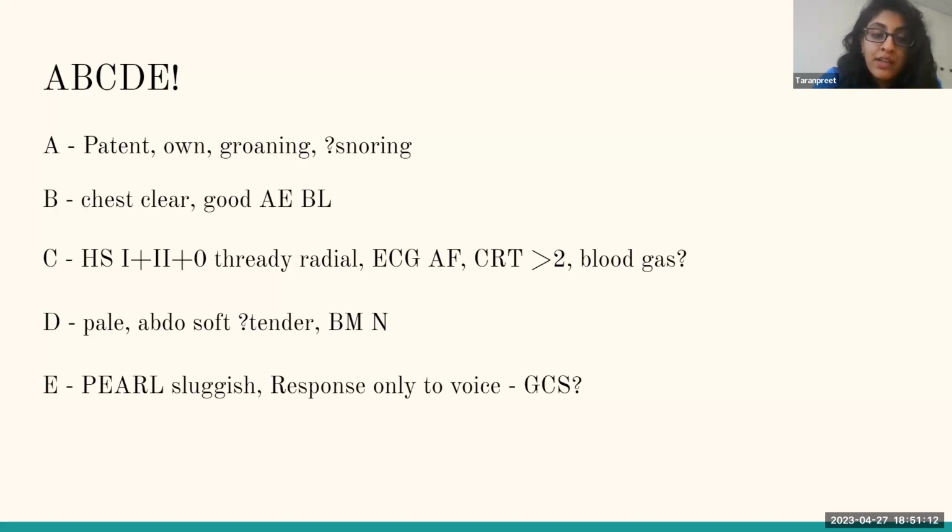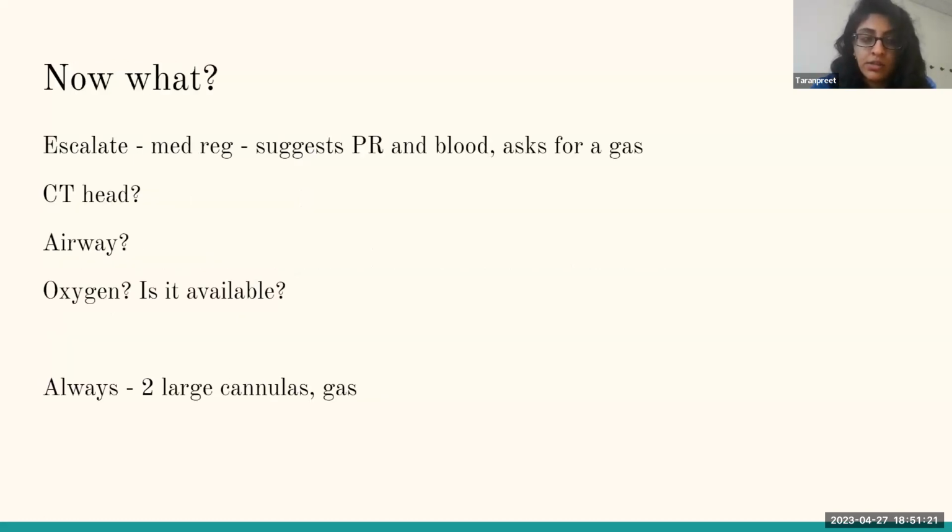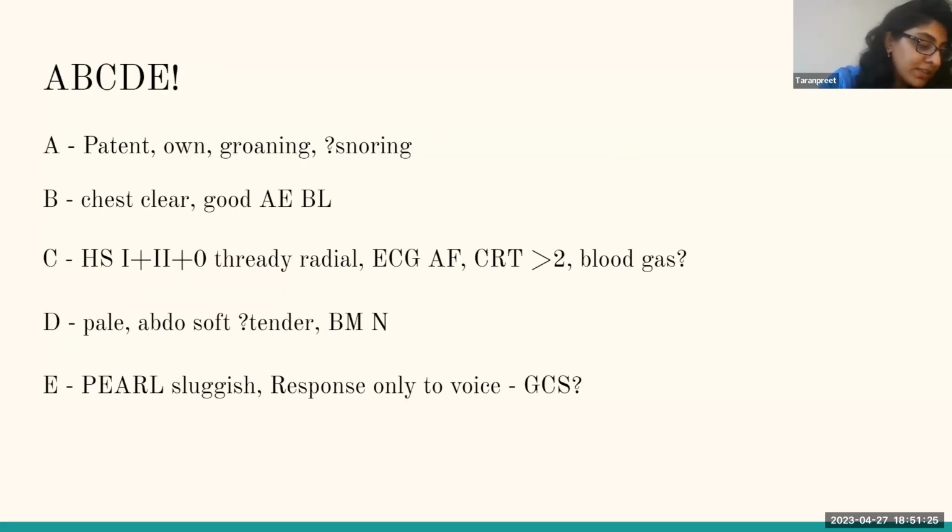So PEARL stands for pupils are equal and reactive to light. They're a little bit slow to respond. He's responsive only to voice. So as somebody mentioned earlier, we now think about calculating a GCS. There's meant to be a picture here that comes up with GCS, but there is not. So who knows how to calculate a GCS? Most junior doctors would not be expected to calculate a formal GCS at this stage. The AVPU would be enough for a handover. And because the patient is only really responsive to pain, it would be appropriate not to take the time to calculate a full GCS. In this example, I'm going to tell you that the patient has a GCS of 7.